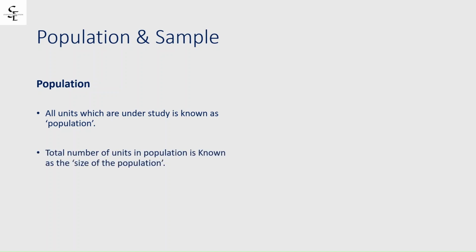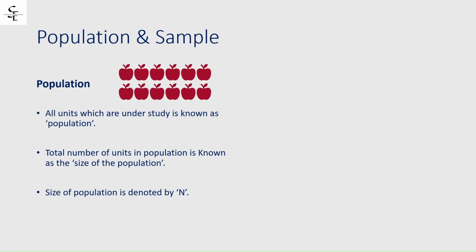Now let's learn about population and sample. Population. All the units which are under study is known as population. The total units in a population is known as the size of population. The size of population is denoted by capital N. Suppose we are doing a study on these 12 apples. Here, 12 apples are under study, so the size of population is 12, and we can say that capital N is equal to 12.